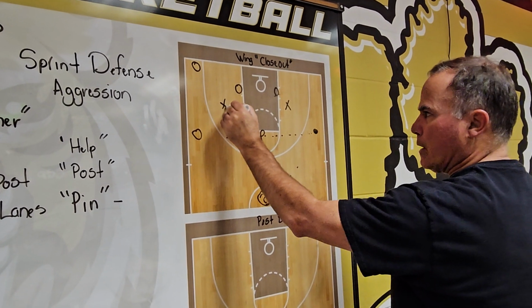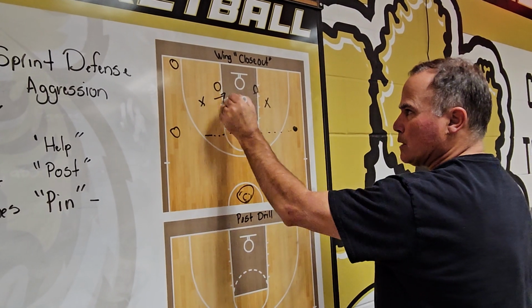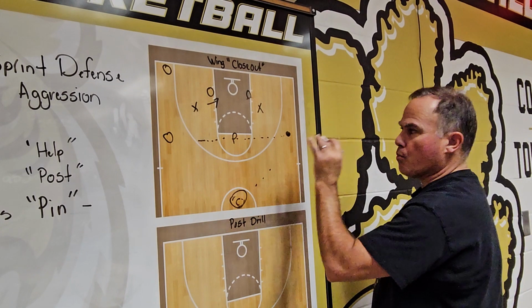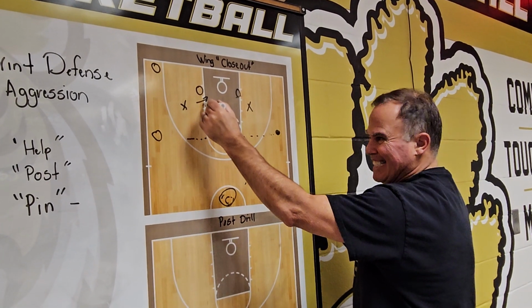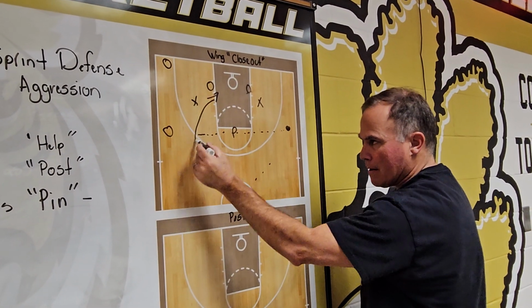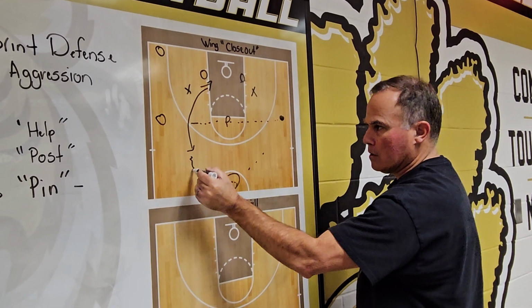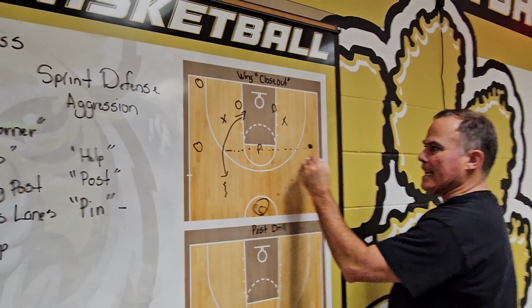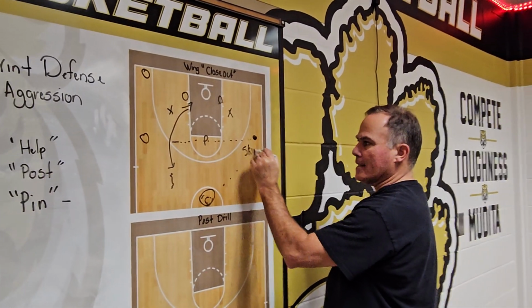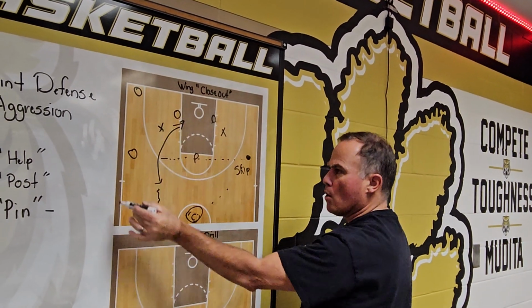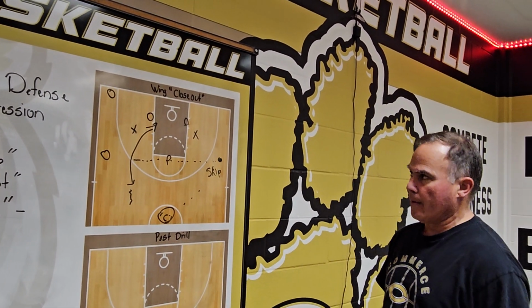We want this player right here, who's in this position, to learn how to do this. She would jump, get that, and try to get a steal. So we call that skip. That's another phase of the drill. On a skip pass, we want to get a steal right there.